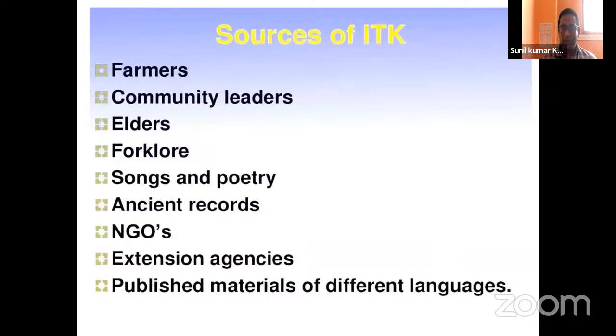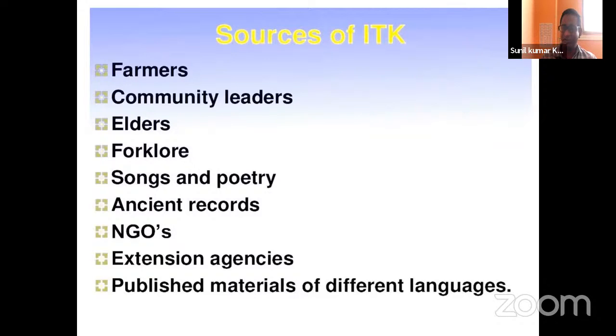There are some sources for ITKs also. Farmers themselves are the biggest source of ITKs. Community leaders can be sources, and folklore too. When the women are transplanting rice or any crop, they generally sing many songs. Those songs themselves carry a lot of information according to the season and the cropping pattern, about what they should learn and what they should do. So these folklores provide all sorts of information. Songs and poetry have retained different ITKs itself.